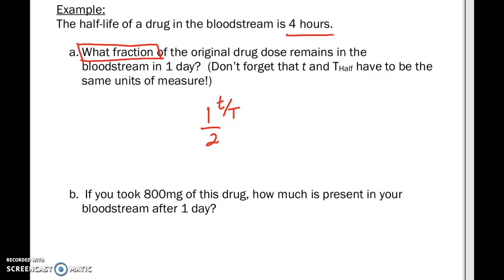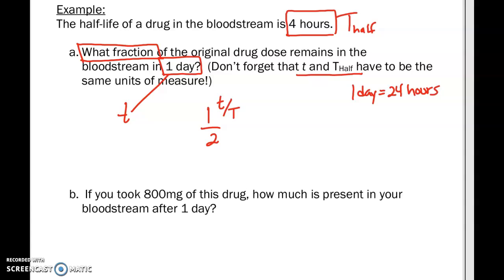Now, it tells you in this problem that the lowercase t and the capital T have to have the same units of measure. And so here, the half-life, or the capital T, is in hours, and the time is in days. So I need to put them in the same units. So 1 day is the same as 24 hours. So I'm just going to switch everything to hours. You could switch everything to hours, or you could switch everything to days.